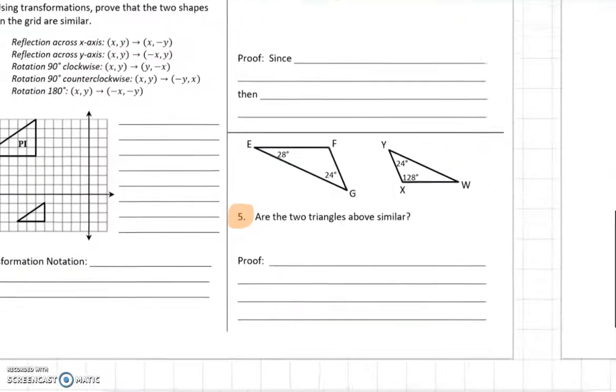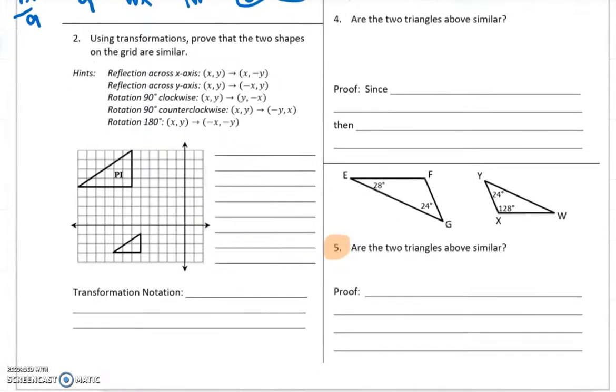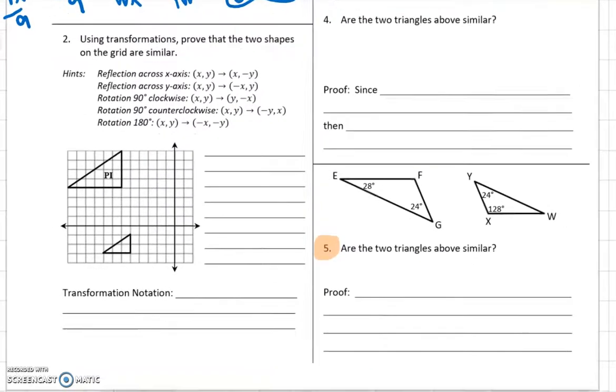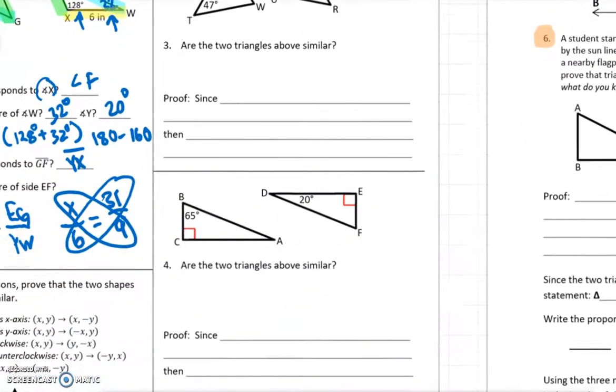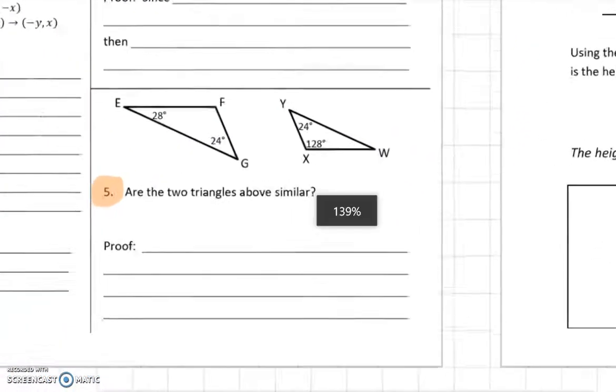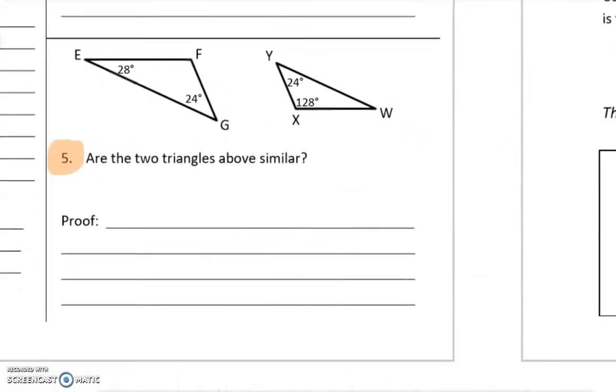Let's jump down to number 5. Number 2 is review. Go look at previous videos that I've made that cover questions like that. Questions 3, 4, and 5 are all pretty similar, but I decided that we're going to do number 5 here. It says, are the two triangles above similar?